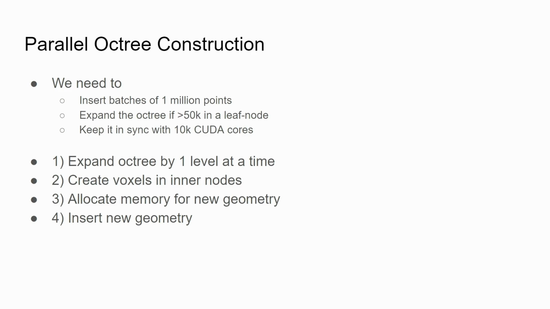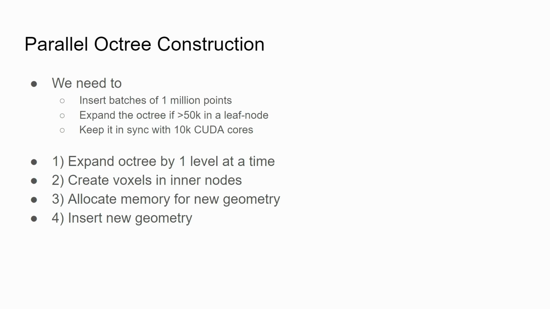We have to expand the octree if we are adding more than 50,000 points into one of the leaf nodes, and we have to keep 10,000 or more CUDA cores in sync. And we do this with this four-pass approach here. The first pass is that we expand the octree by one level at a time, and we repeat the expansion until no more expansion is needed, so until the leaf nodes are smaller than 50,000 points.